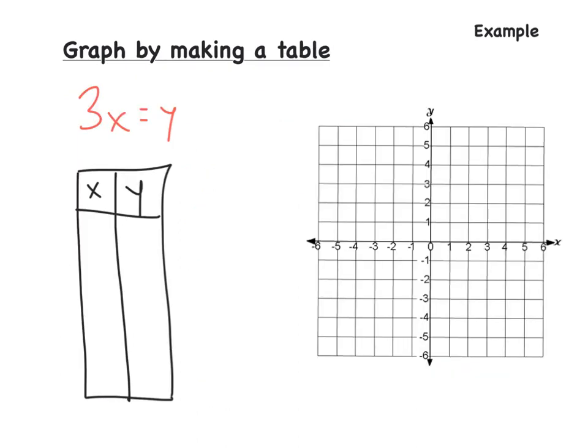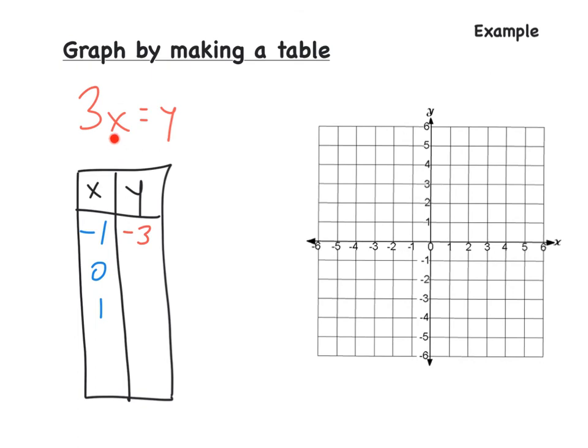So now we're going to graph by making a table. We have our equation, 3x is equal to y. Since x can be any number that we want, we have to, at minimum, put 3 numbers, any numbers that we want, in the x column. The ones that I'd like to start off with are -1, 0, and 1. All we have to do is take -1, plug that into x, and then solve for y. 3 times -1 is equal to -3. So y is equal to -3.